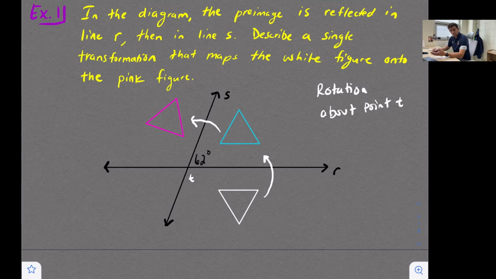And now we can look at our angle measurement that's formed by the intersecting lines, double that to get our angle of rotation. So a rotation about point T, 124 degrees, right? 62 times 2. All right, so that's how we would do that. If we start with the measure of the acute angle, we double it to find the angle of rotation.